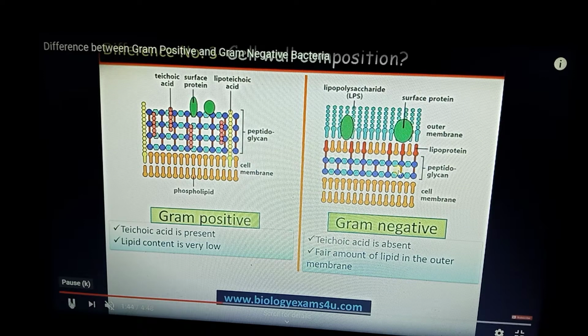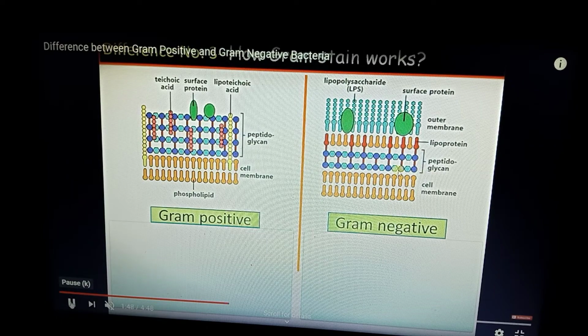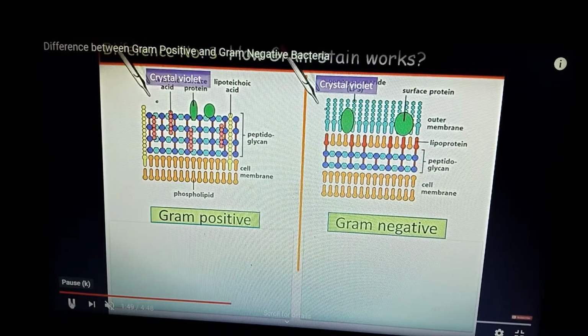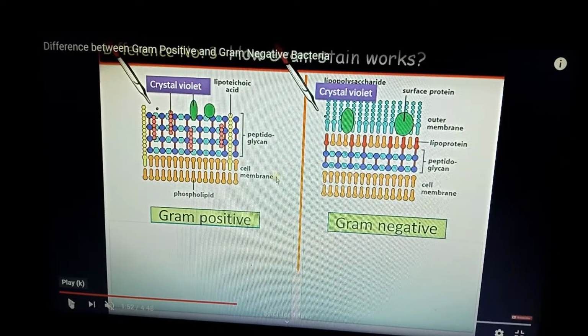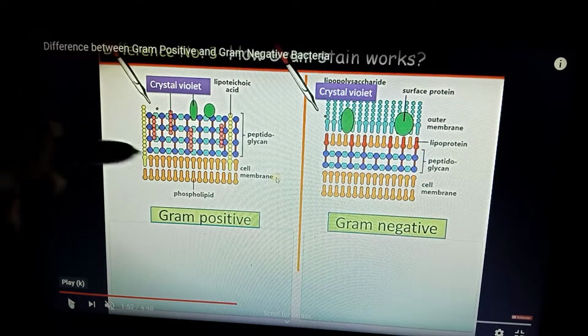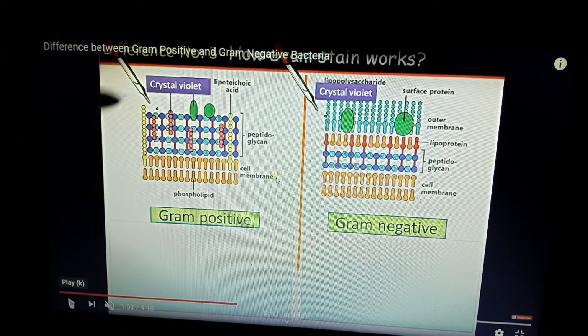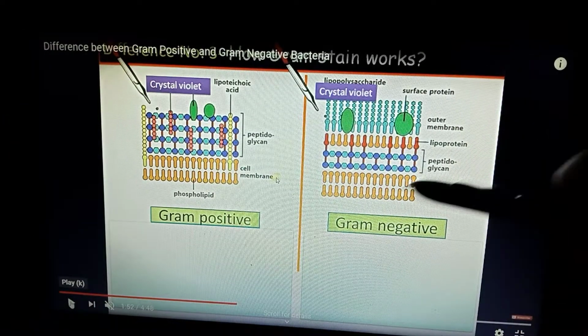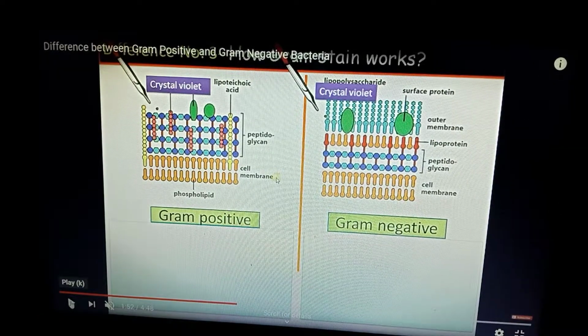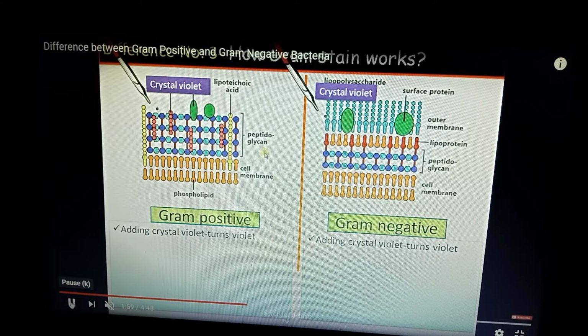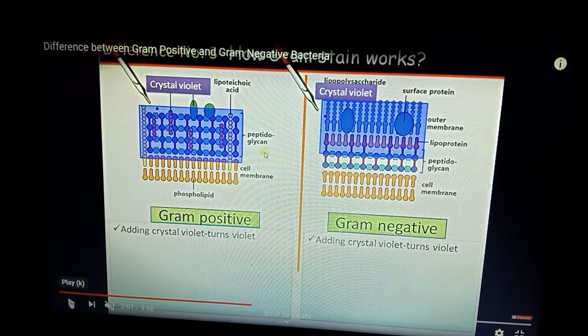Another difference between gram-negative and gram-positive is how the stain works. In the gram staining procedure, for gram-positive, adding crystal violet turns it what color? Violet. While in gram-negative bacteria, adding crystal violet also turns violet. That is the first step, adding crystal violet.